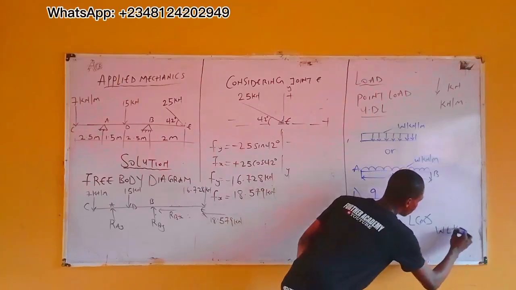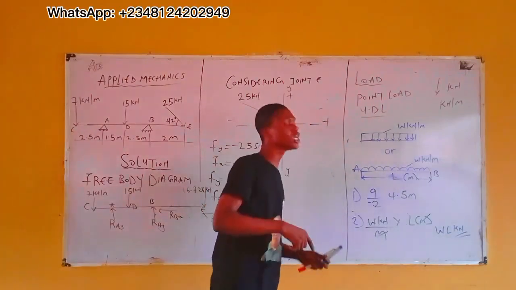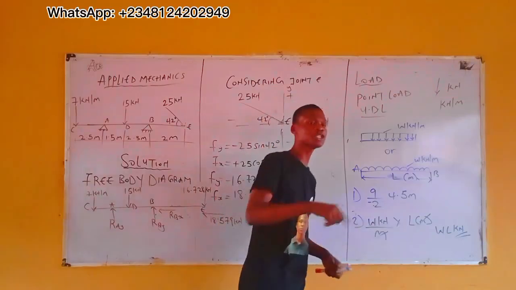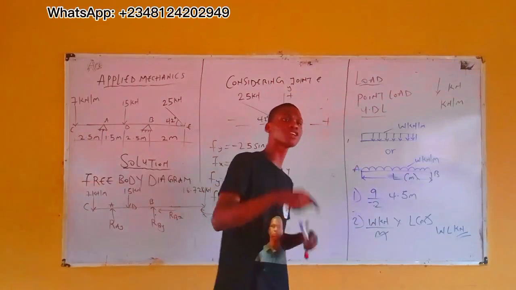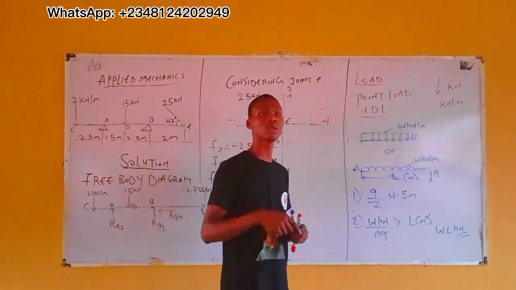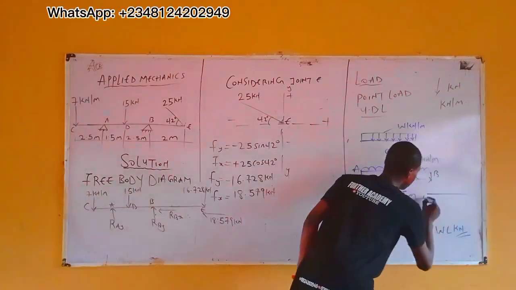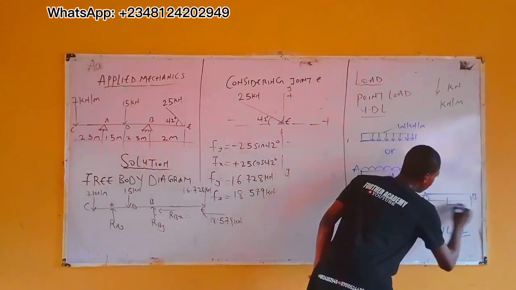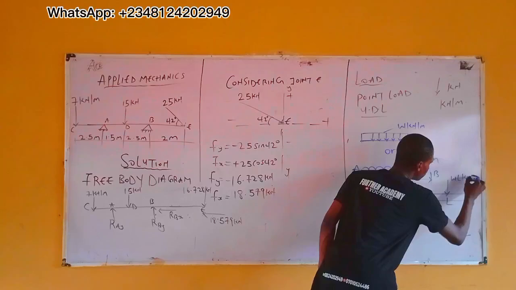What do you have? WL kilonewton. Now, initially, my UDL is measured in what? Kilonewton per meter. Now, check. Your new load is measured in what? Kilonewton. What you did here, you've converted your UDL to a point load. Meaning, you join this diagram. This is what you have. A, B, L, point load, WL kilonewton.